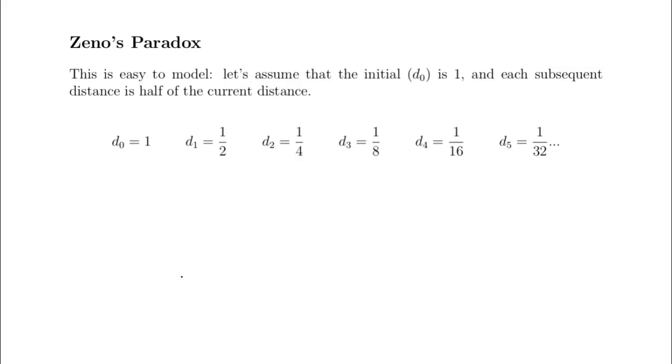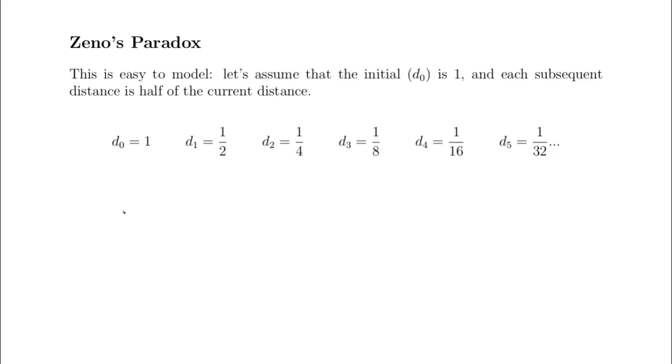All right, so this is an easy enough thing to model. We're going to label all of these distances, all of these steps. We're just going to assume that the initial distance is some unit. I don't really care what it is, so let's call it 1. And then each next step after that is going to cut the distance in half.